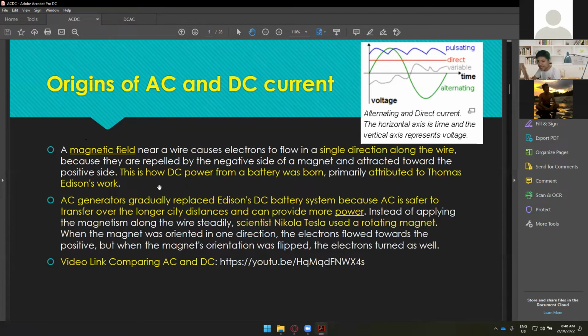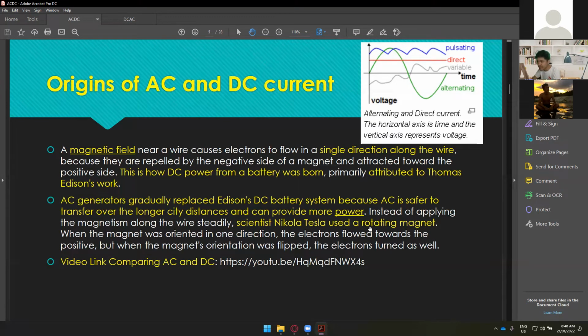So there was even a time that Thomas Edison said that DC is a lot safer than AC, but after maybe a month or a year of debate, it was proven that AC is actually safer than DC. DC is constant, while AC is alternating, and it's safer in carrying electricity over a longer distance. While DC is much more dangerous.